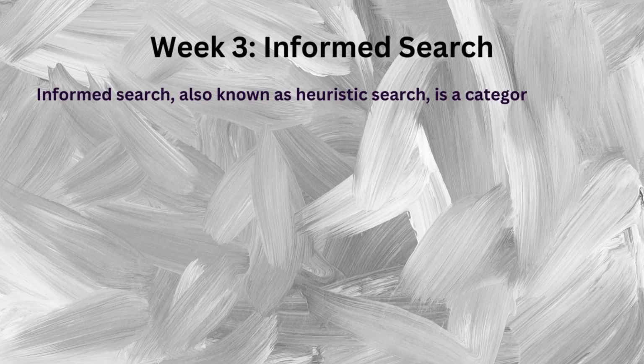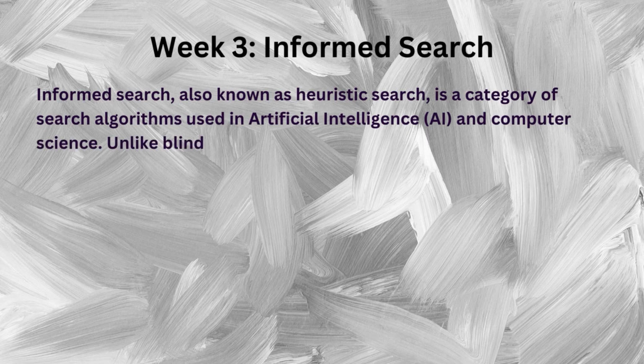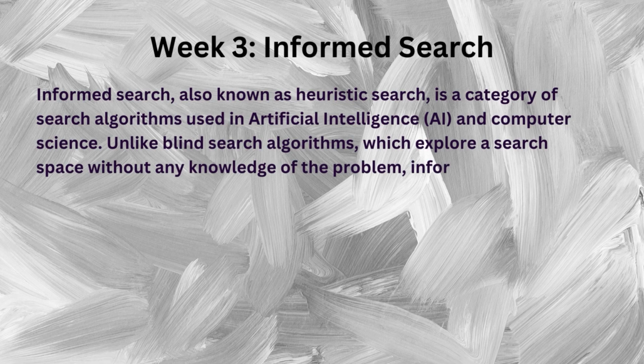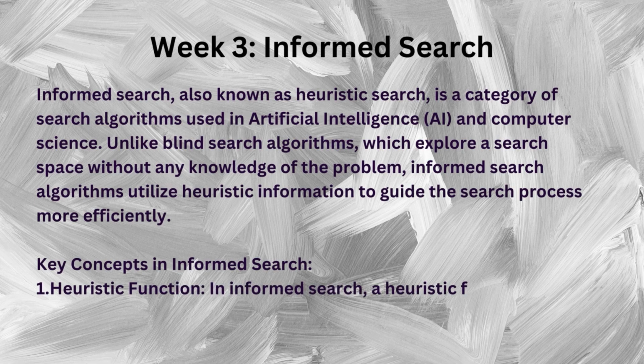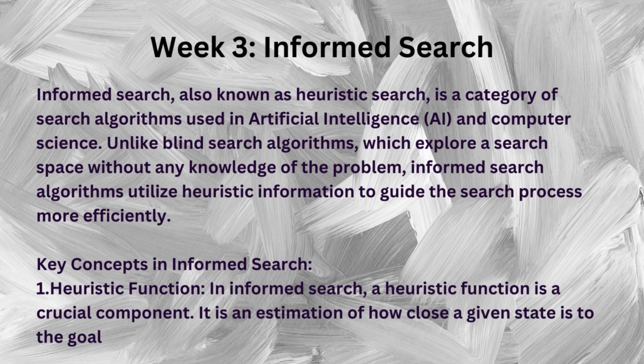Informed search, also known as heuristic search, is a category of search algorithms used in artificial intelligence and computer science, unlike blind search, which explores a search space without any knowledge of the problem. Informed search algorithms utilize heuristic information to guide the search process more efficiently. This heuristic information helps in making informed decisions about which paths or nodes to explore, ultimately leading to quicker problem solving. Here is a more detailed discussion about informed search. Key concepts in informed search.